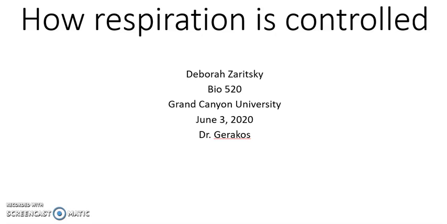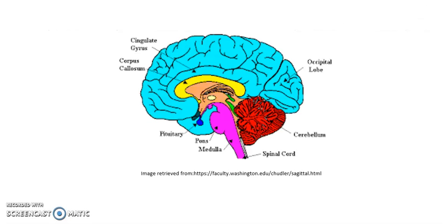Today we're talking about how respiration is controlled. One would think that respiration is controlled in the lungs and in the brain, which is a true statement. One would say, is breathing and respiration a voluntary action or an involuntary action?